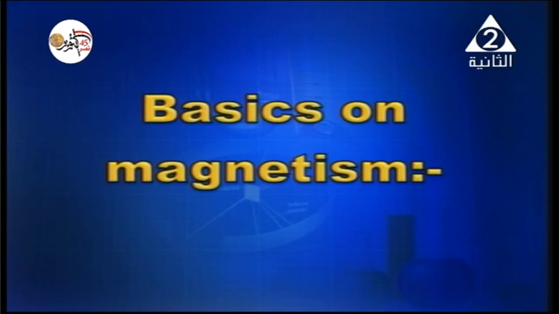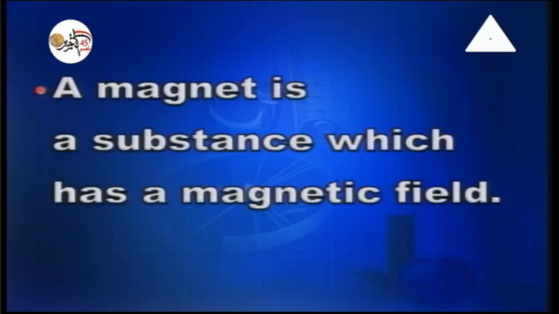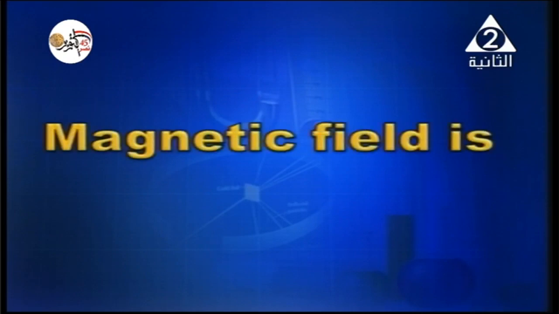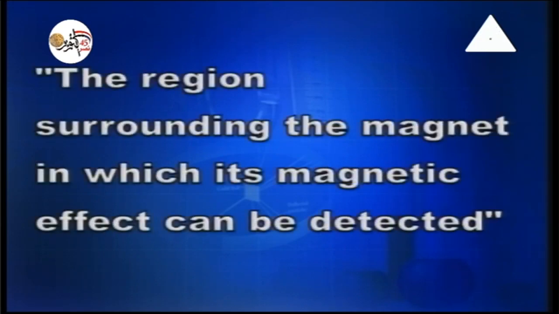Basics on magnetism. What is meant by a magnet? A magnet is a substance which has a magnetic field. And what is meant by magnetic field? Magnetic field is the region surrounding the magnet in which its magnetic effect can be detected.